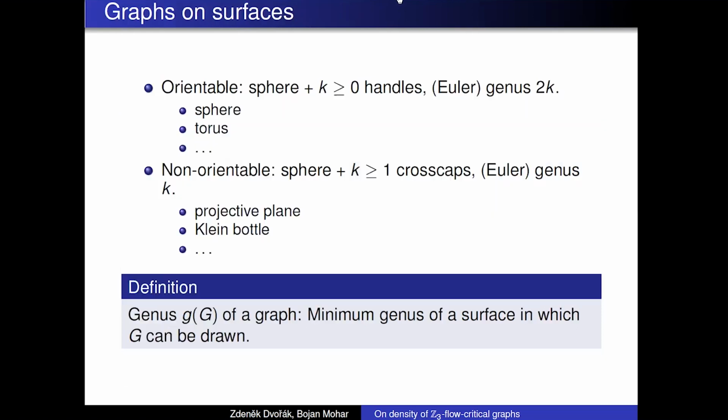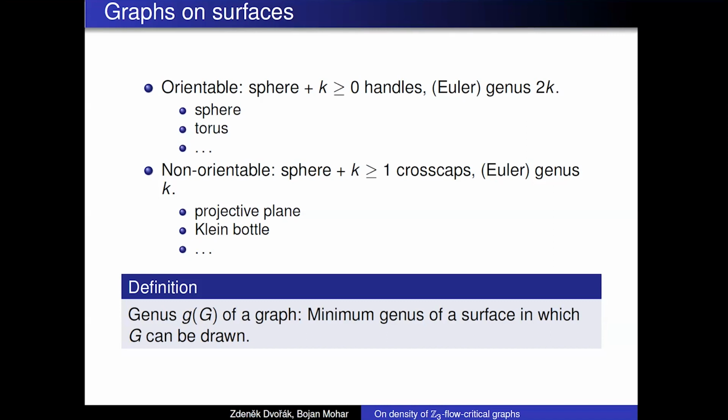And the maybe most interesting or most popular example of this concerns graphs on surfaces. So just to recall, you have two kinds of surfaces, orientable and non-orientable ones. Orientable ones are essentially just spheres on which you attach some number of handles. So the examples are a sphere or a torus or a double torus and so on. And the other examples are non-orientable, which are obtained from spheres by adding cross caps. And the examples are projective plane, Klein bottle, and so on.